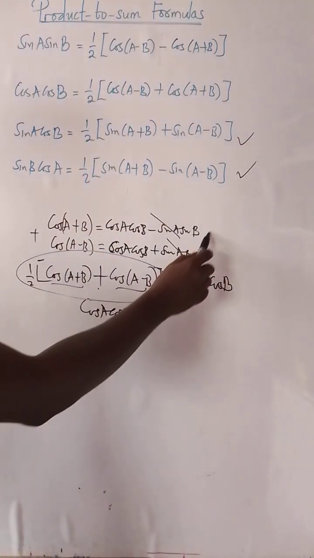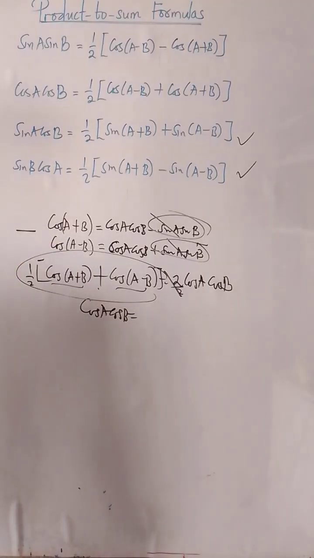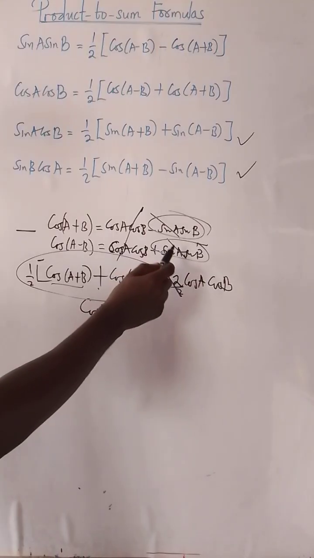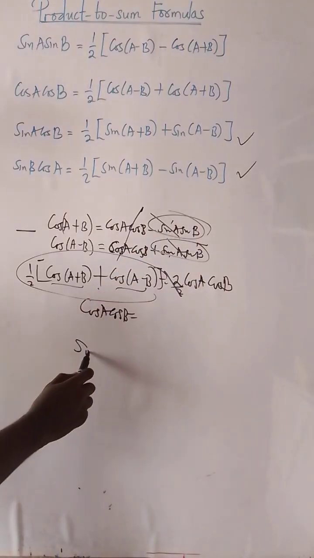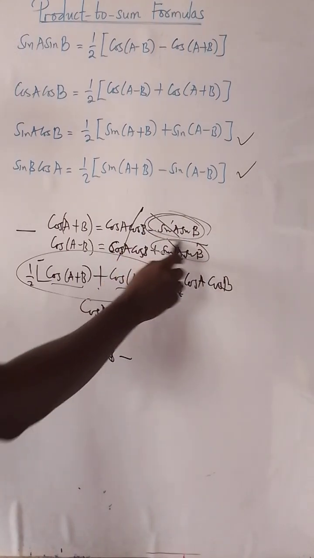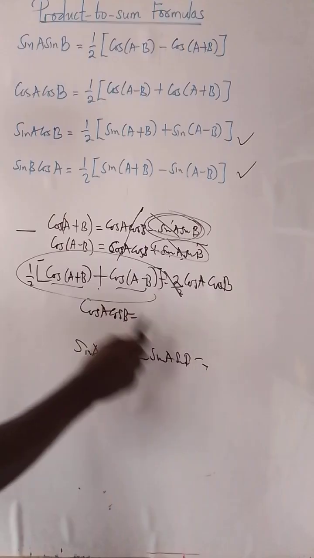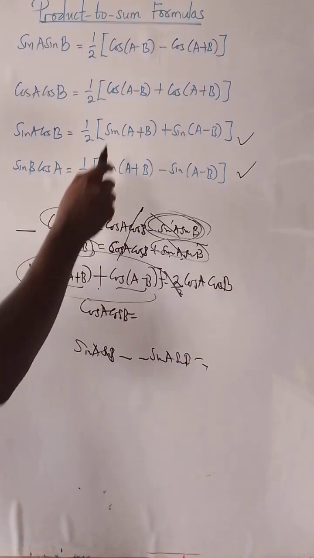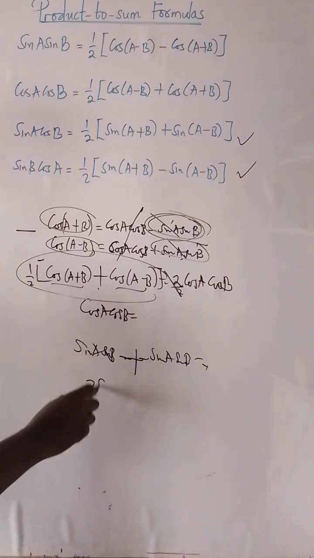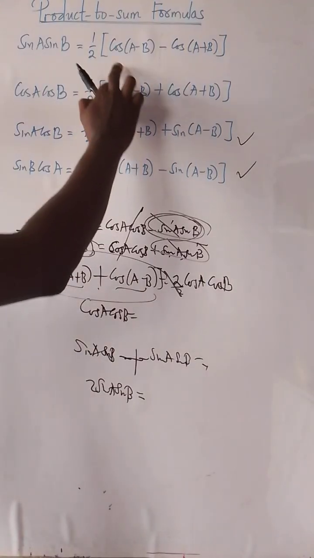But if our aim is to get sine A sine B, this time around we subtract. If we subtract, this will cancel out. Then here we are having this minus this, that will be sine A sine B. This one here minus, what do we have here? Minus sine A sine B equals this minus this. That's this minus this, so this and this will give us plus. So we are having 2 sine A sine B equals this minus this.